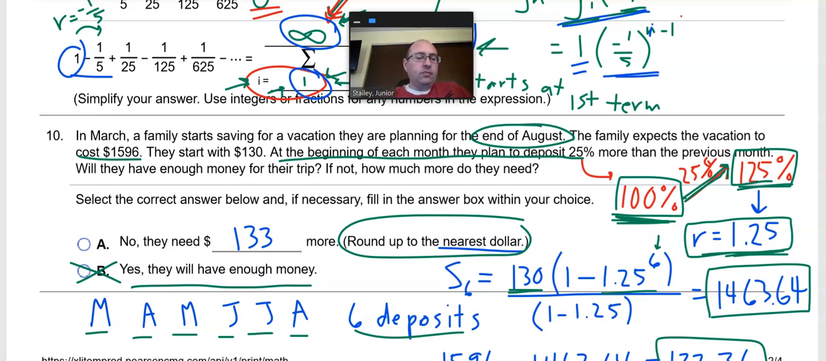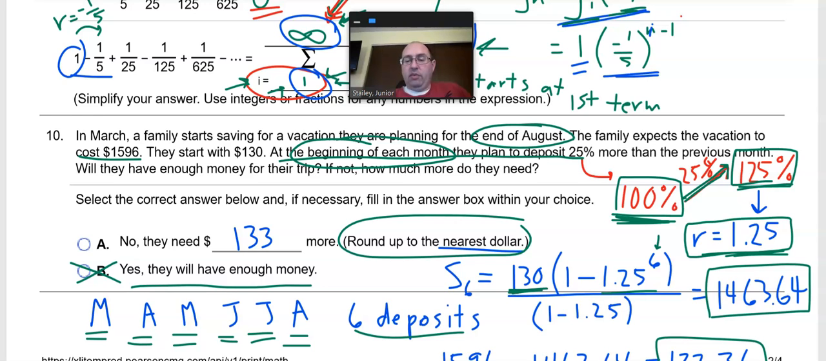So we know we've got March, April, May, June, July, August. We are making a payment at the beginning of the month. They made a big deal about that: at the beginning of each month. So the payment's going in, even for August. The payment goes in before they go on the trip at the end of August. That's why there's 6 deposits. We want to add up all those deposits.